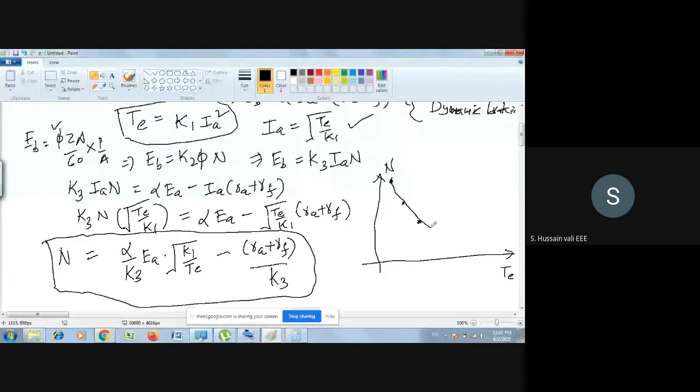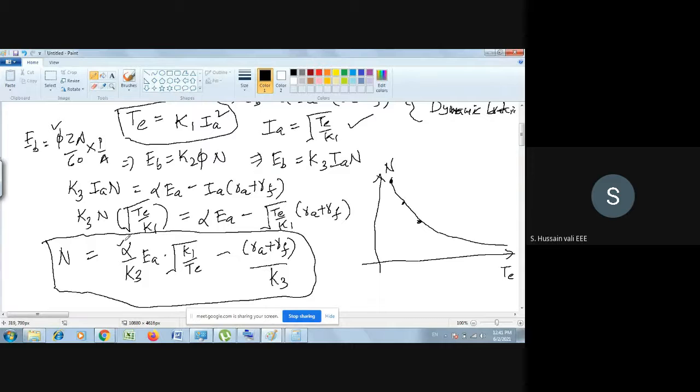And let me tell you one thing, this graph we got already for the DC series motor, this is the graph you will get here. But what is the difference between this graph and the previous graph? There is alpha here, that's important. Okay, so everything is the same.